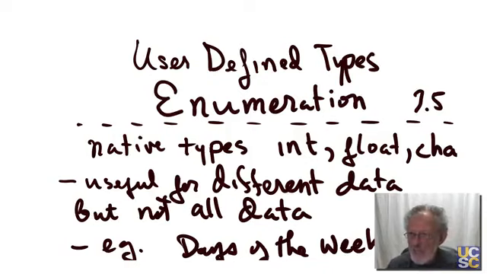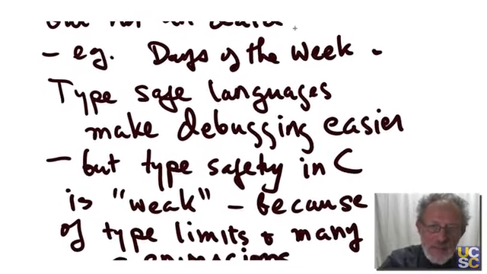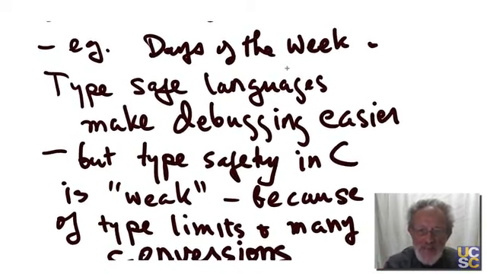So think of a type where you want to do calculation on the calendar, and you want to talk about the days of the week. And of course, why you want to have a type is it allows the compiler to do what's called type checking. And type checking at the compiler level is a way to make debugging easier. And even in a language like C, which is called a weak typing language, as opposed to a language like Java, which is a strong typing language, type safety is still extremely useful.